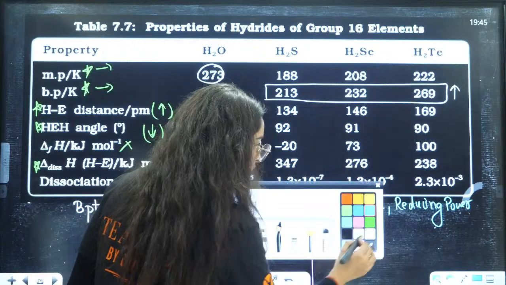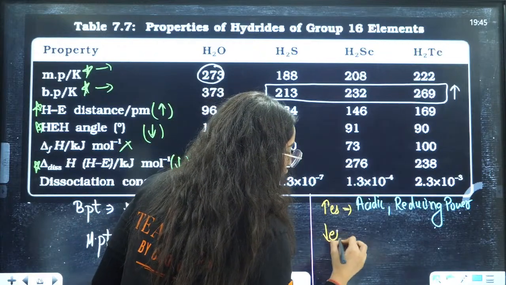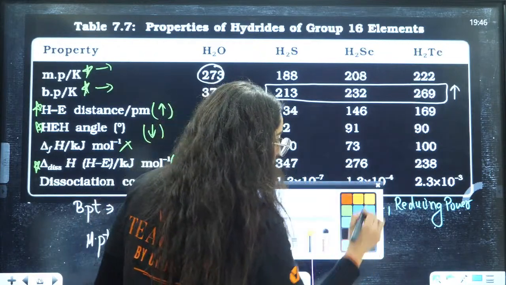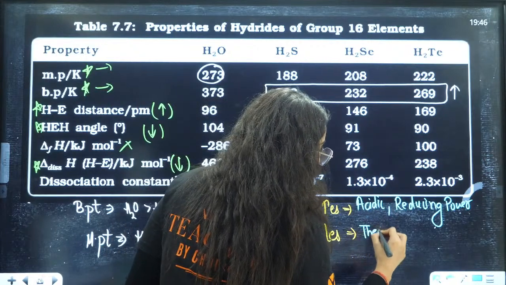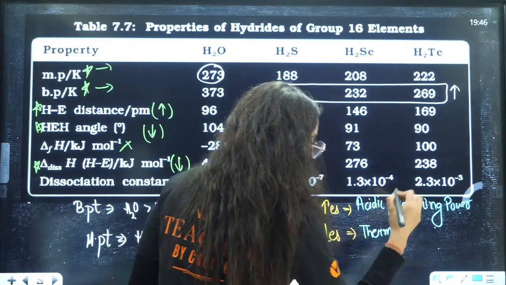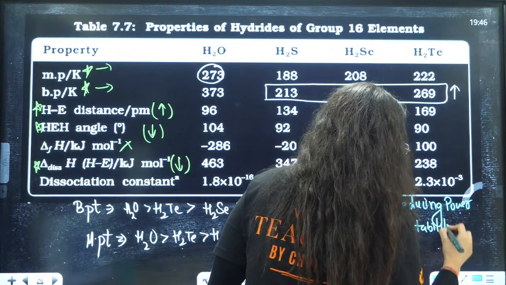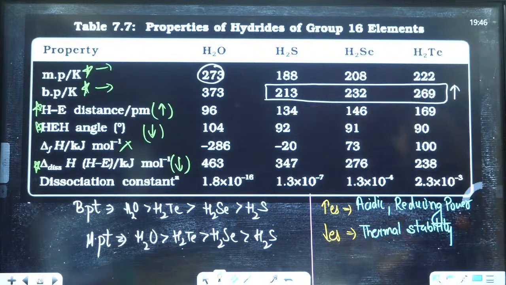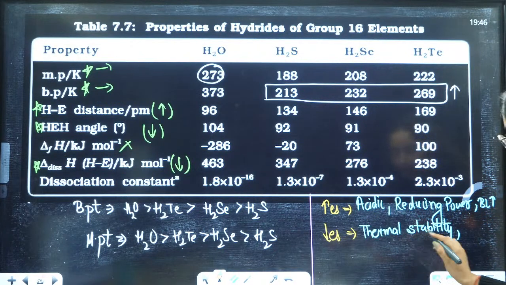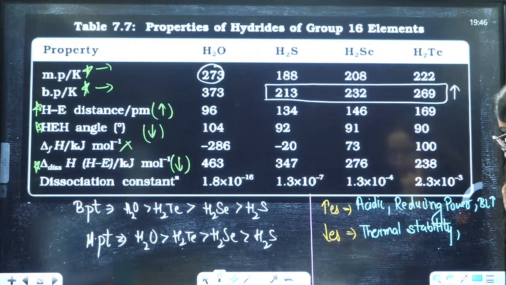Now why is it decreasing down the group? What are the things that are decreasing? Thermal stability. Bond length, I forgot. Thermal stability is decreasing down the group. Why? Because bond length is increasing. Here you can say that bond length is increasing, right? Then thermal stability is decreasing.